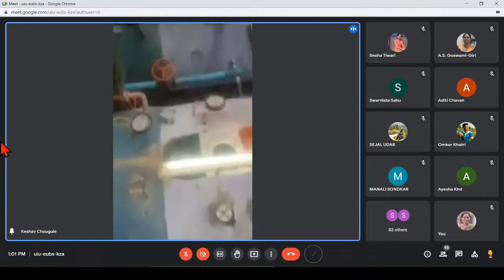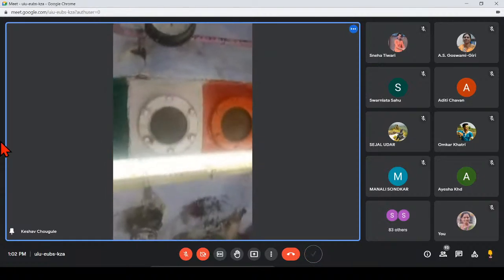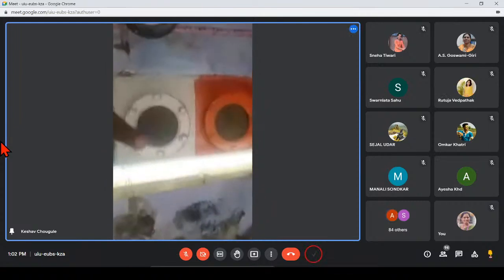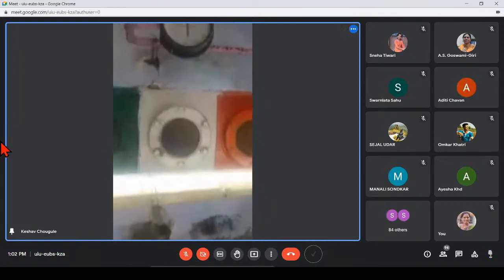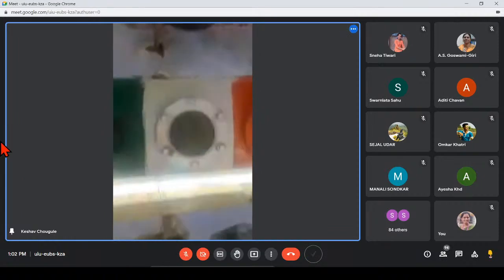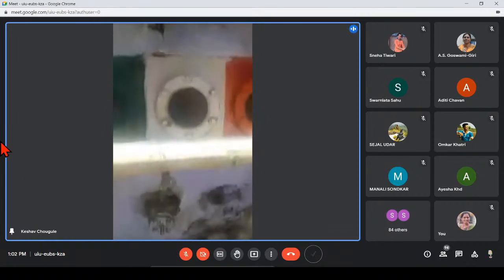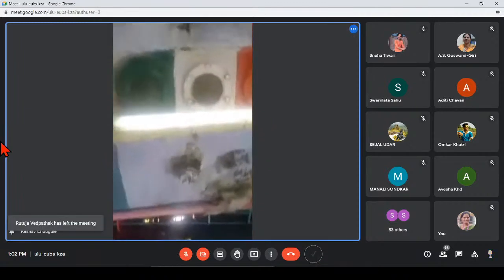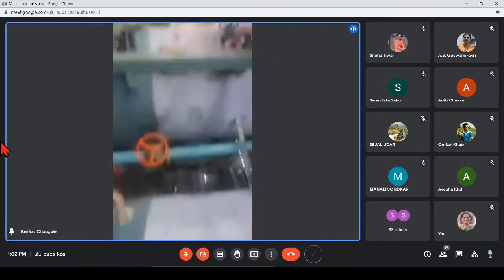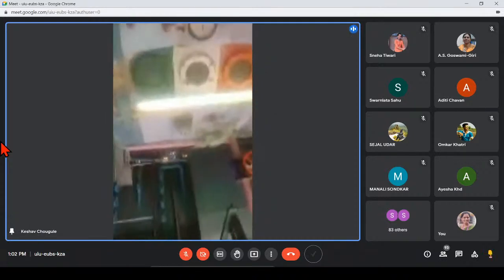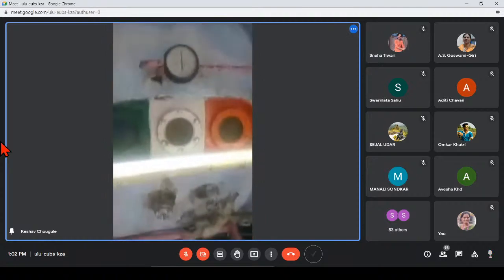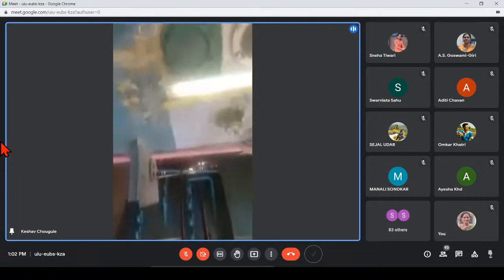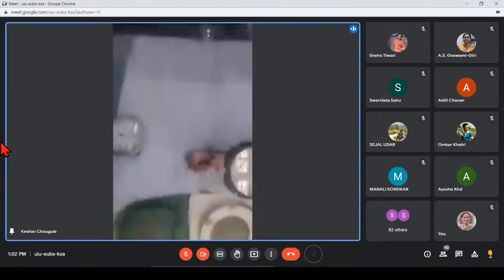Now we came to the boiling section. See here, this is the evaporator. There is boiling of juice here. There are indicators, 1, 2, and 3. If the viscosity of that sugar changes and reaches a higher level, then at that time it goes towards the vacuum pans. Here, boiling of juice.